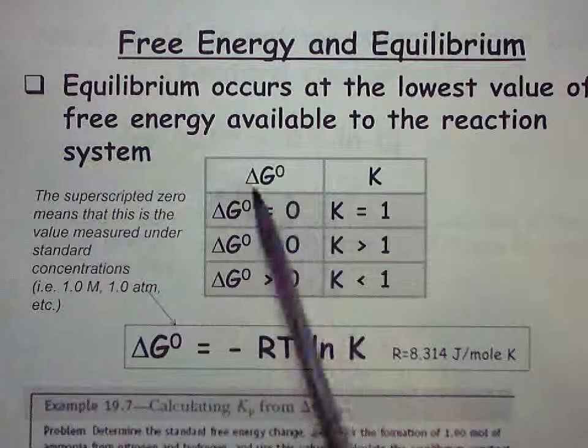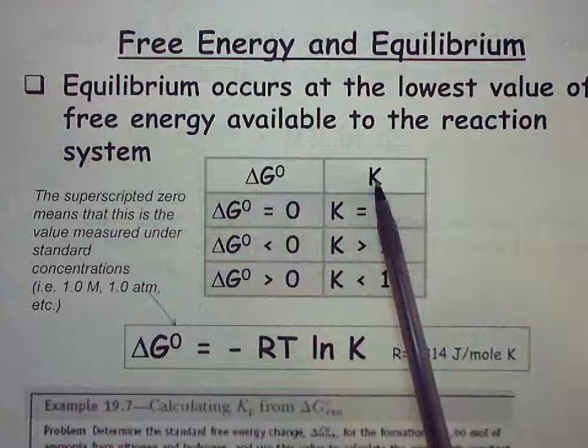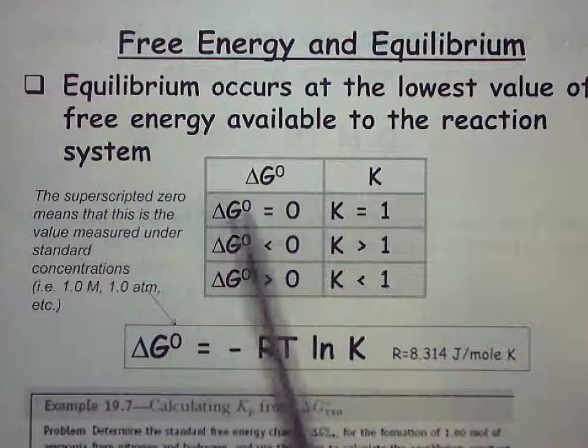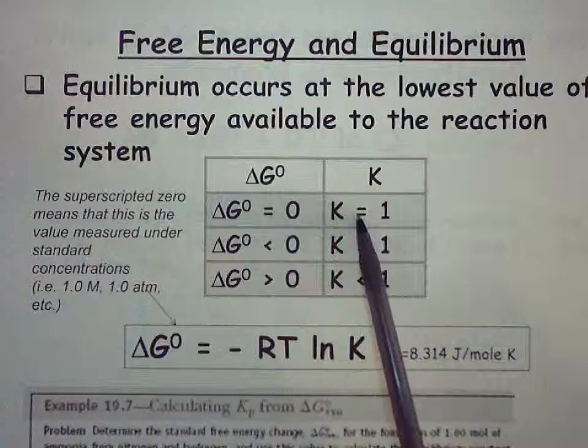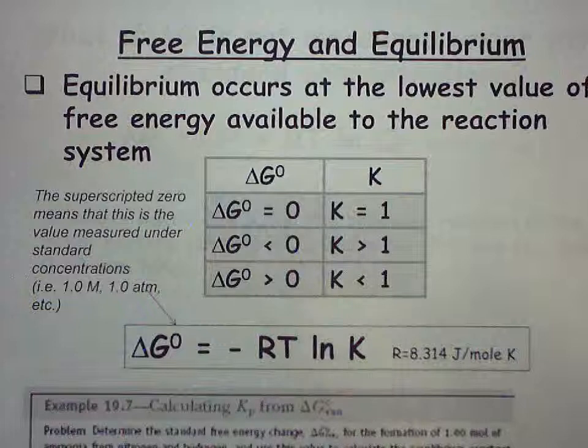So first things first, really what you need is this table, right? How is Gibbs free energy related to K, the equilibrium constant? Well, when Gibbs free energy is equal to 0, our system's at equilibrium. And what did you learn about the K value for a system at equilibrium? What's it equal to? 1. It's equal to 1.